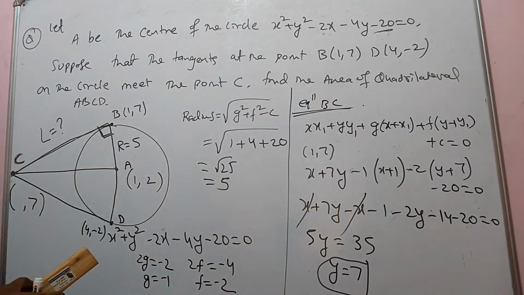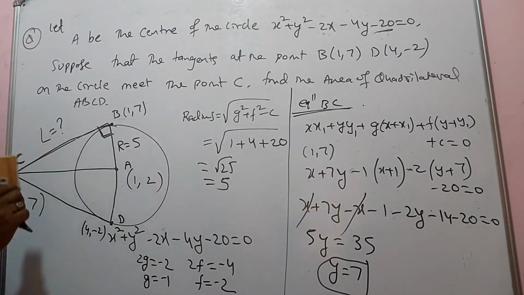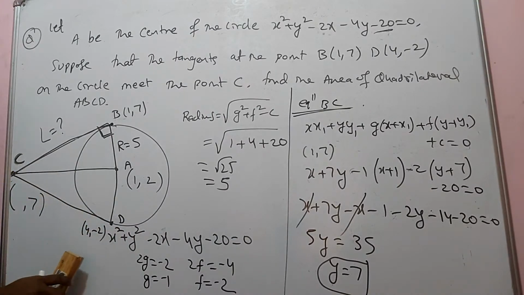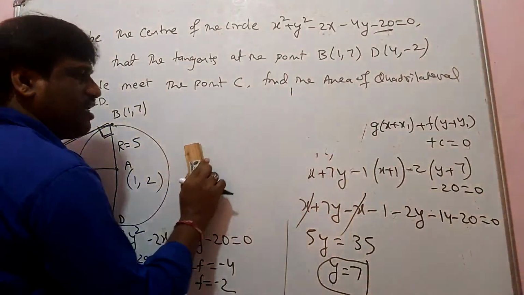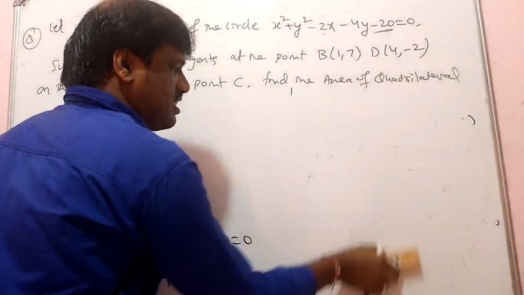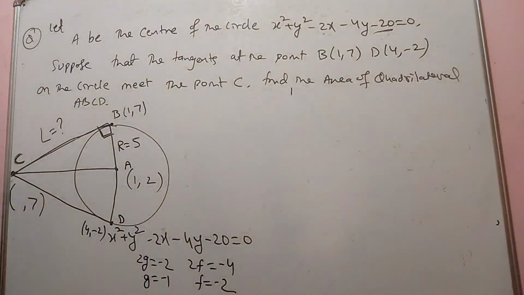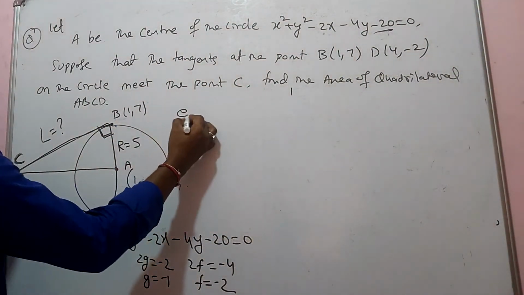So now what I will do here, I got the equation, but I did not get the point. I have to get the point. So what I do now, I'll go for the equation of DC. I'll substitute here. Okay, the equation of DC I'll find. So the equation of DC will be how much?